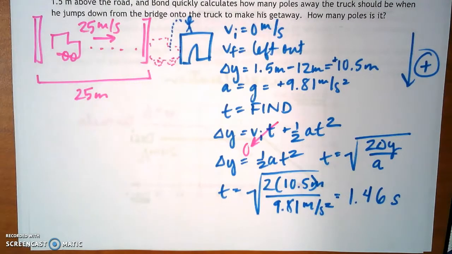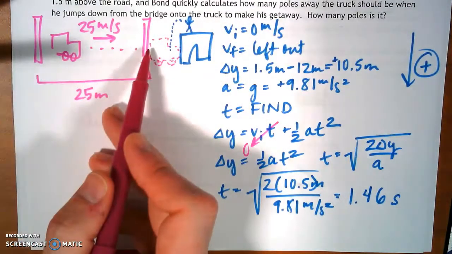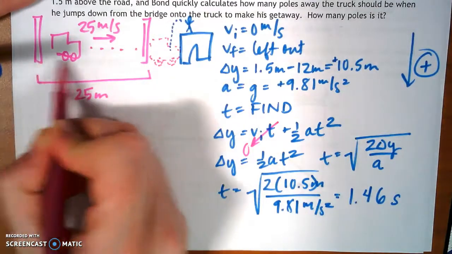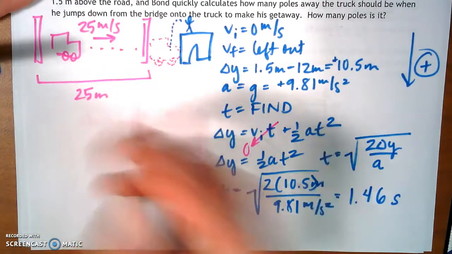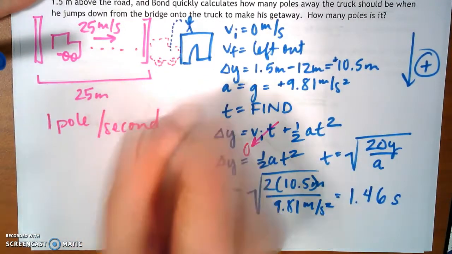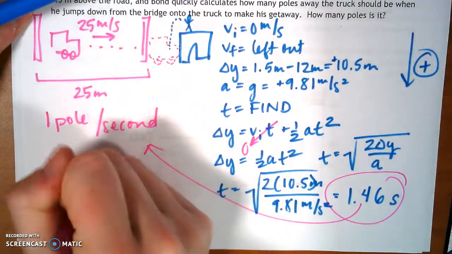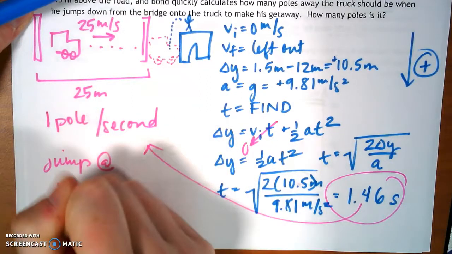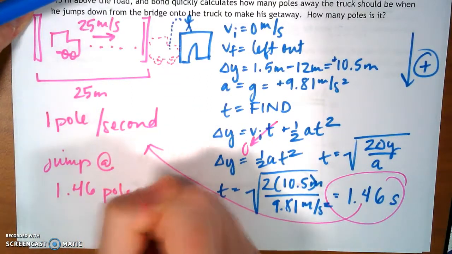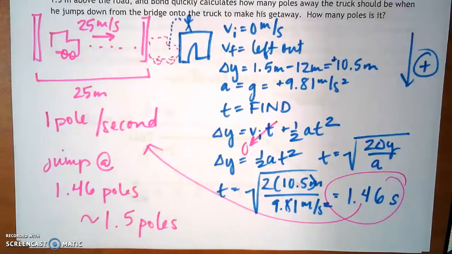Now, a lot of you figured out that if I'm going 25 meters per second and the poles are 25 meters apart, that means that this takes 1 second for me to go that whole distance. So it's 1 pole per second, which means that if this is how much time it takes, he needs to jump at 1.46 poles. Or you could have estimated 1.5 poles, right? 1.5 poles is a pretty good jump. 1 pole, he would not make it. 2 poles, he would not make it either. Okay?